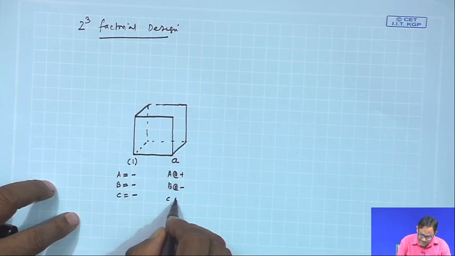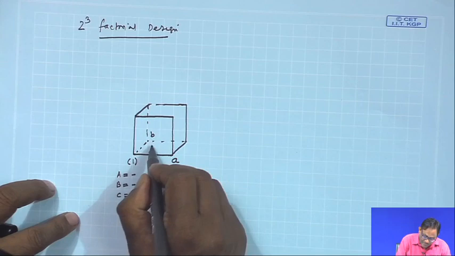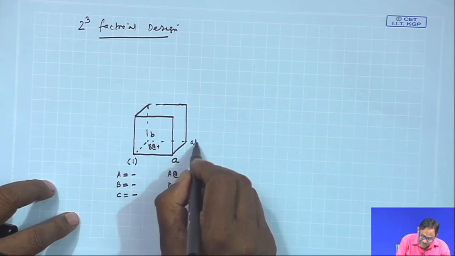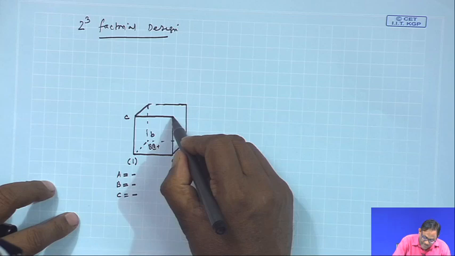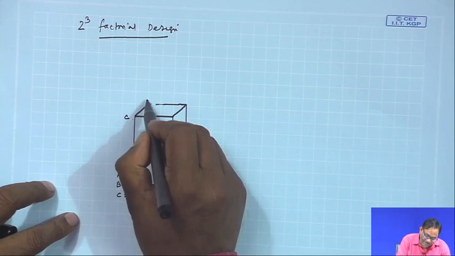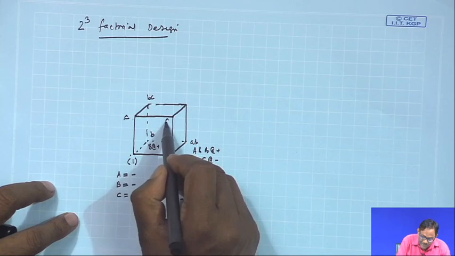This one is B, where B is at plus, the rest minus. This is AB, so A and B at plus level, C at minus level. Similarly, this one is C, and this is BC. Then this one is A and this is C, this one is AC, and this one is ABC.